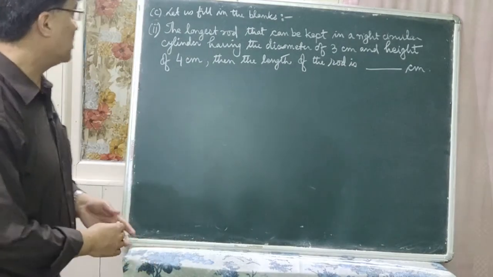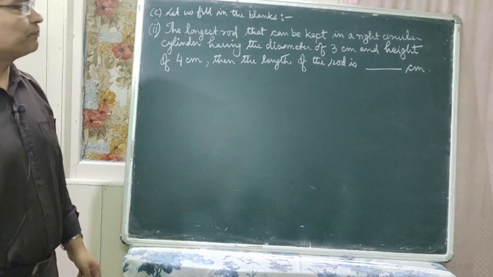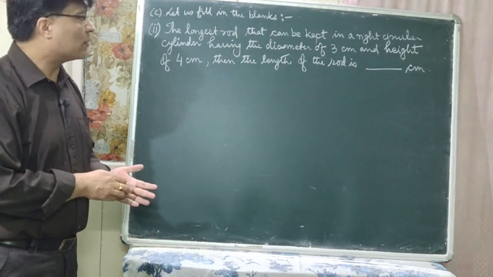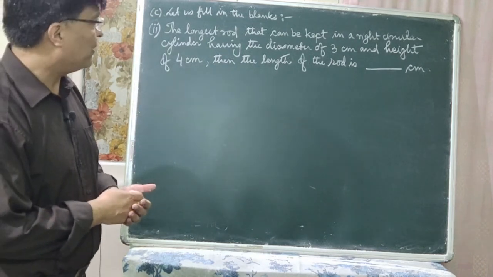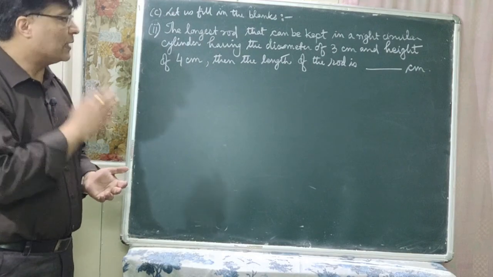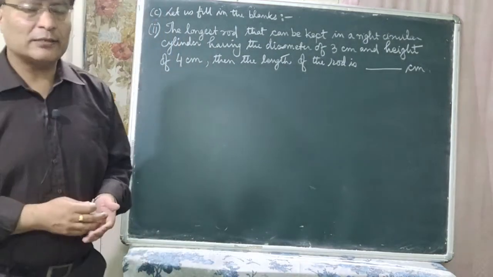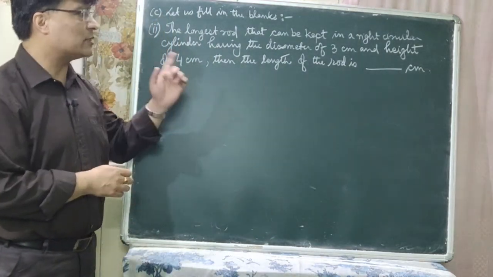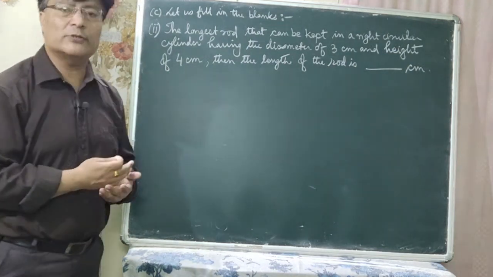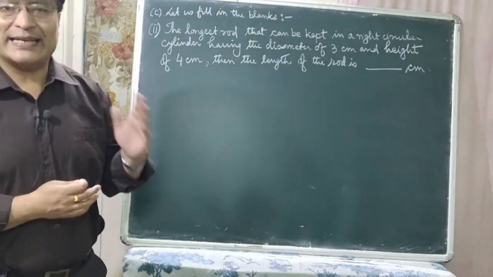So now we'll do the next question, that is number 2. The longest rod that can be kept in a right circular cylinder having the diameter of 3 centimeter and height of 4 centimeter, then the length of the rod is dash centimeter. त एउटा सिलिन्डर दिएको छ. त्यो सिलिन्डरको डायमिटर चाहिँ कति रहेछ? 3 सेन्टिमिटर. अनि त्यसको हाइट कति रहेछ? इट इज 4 सेन्टिमिटर.